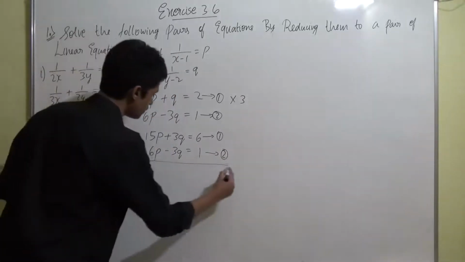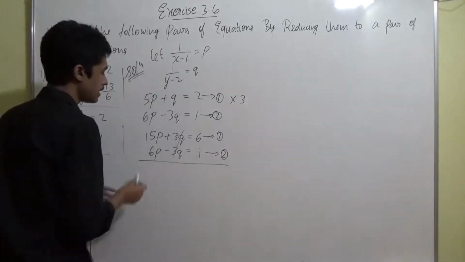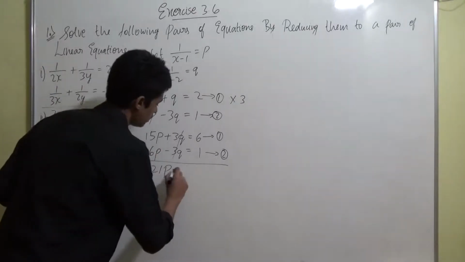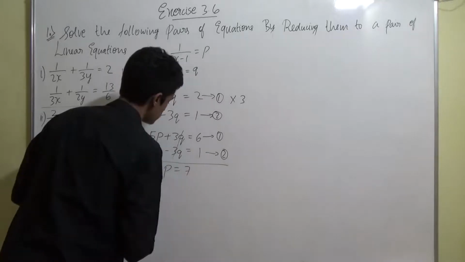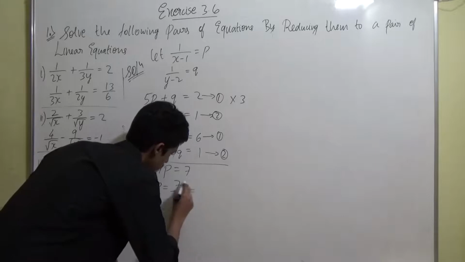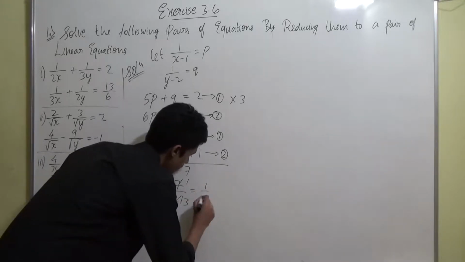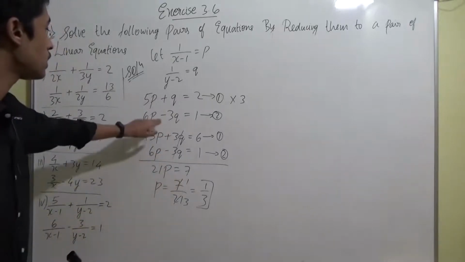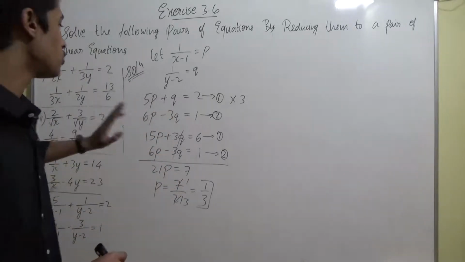So now if we add it up, the minus 3q and plus 3q will get cancelled. Here it becomes 21p, right, equal to 7. 6 plus 1 becomes equal to 7. So p will become equal to 7 by 21, which is nothing but, 7 1s are 7, 7 3s are 21, 1 by 3. So p became equal to 1 by 3. Now I'll put back the value of p in equation 2 and find the value of q, right?